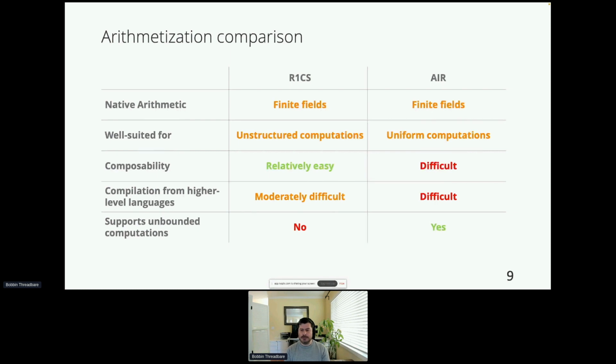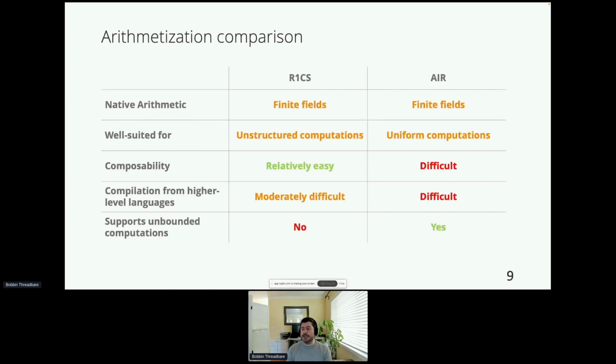I think this leads to compilation from higher level languages being fairly difficult for AIR as compared to R1CS. I know of a few projects that are trying to reduce higher level languages to R1CS, but I don't think there is a project that does this for AIR. I tried to do it at some point, to build a DSL for AIR, but I think it is much more complicated than working with R1CS, for example.